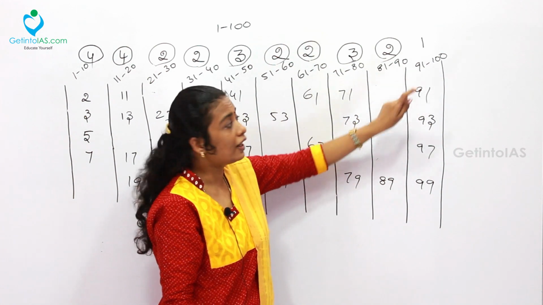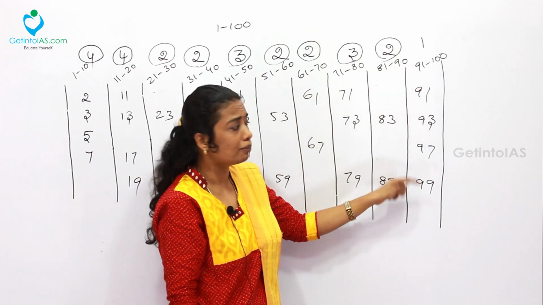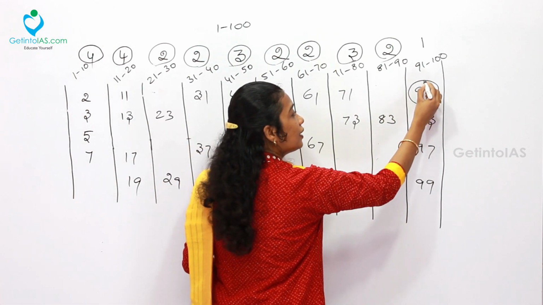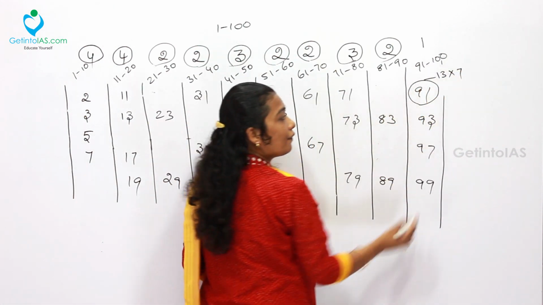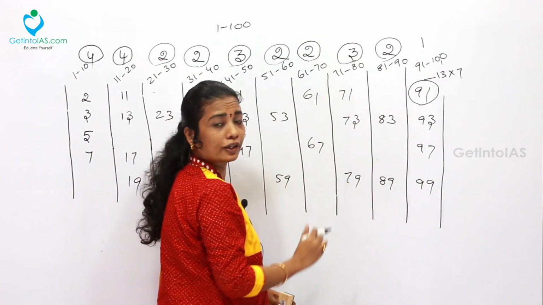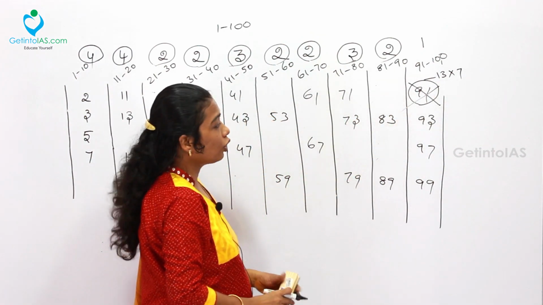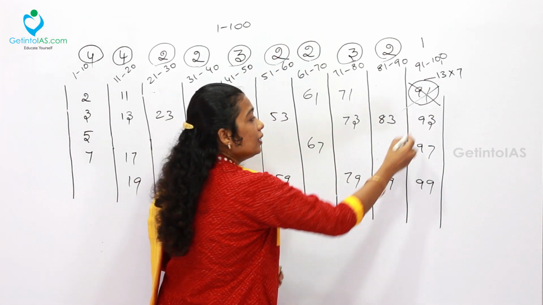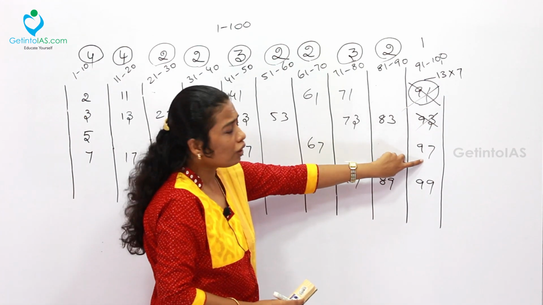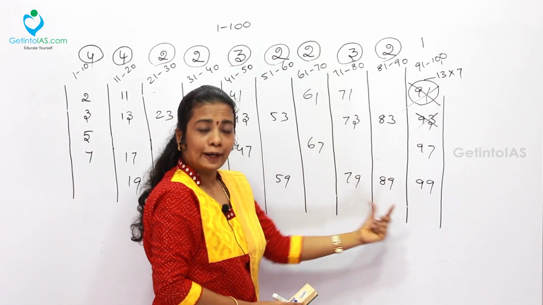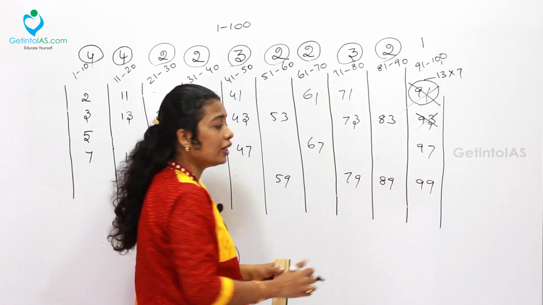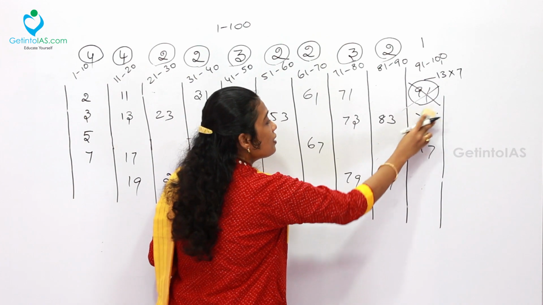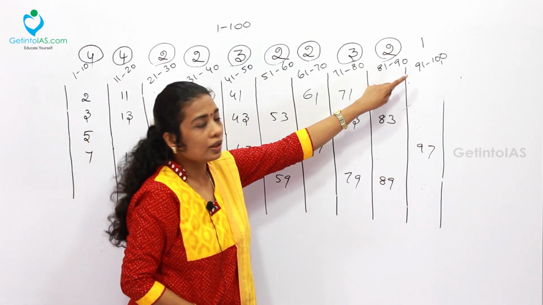From 91 to 100, only one number is required, that is the prime number. Other 3 numbers are to be eliminated. So this 91 is nothing, 13 into 7 is 91. So it is not a prime number, you can simply strike it out. What about 93? 9 plus 3 is 12, and 12 is divisible by 3. So 93 is also not a prime number. No idea of 97, just leave it. 99, 9 plus 9 is 18, and 18 is divisible by 3. So 99 is also not a prime number. So we can eliminate all these 3.